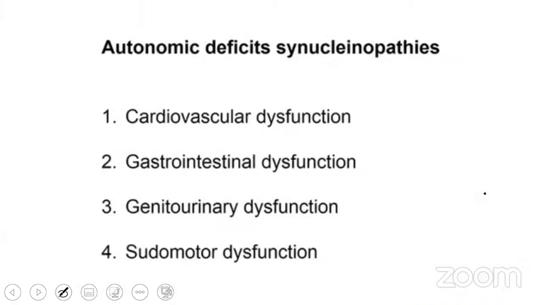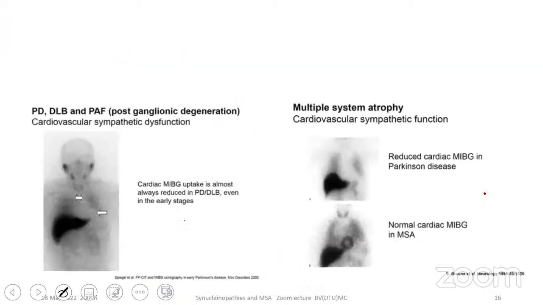So the cardiovascular dysfunction, gastrointestinal dysfunction, genitourinary dysfunction, pseudomotor dysfunction, these are the autonomic deficits that are encountered in synucleinopathies. So we have to have a good knowledge of how to test them bedside. That's going to be a very important aspect of this talk. As I said, in PD, DLB, and PAF, post-ganglionic degeneration occurs. Cardiovascular sympathetic dysfunction is seen. The cardiac MIBG uptake is almost always reduced in these conditions, even in the early stages. The MIBG scan is a very important aspect.